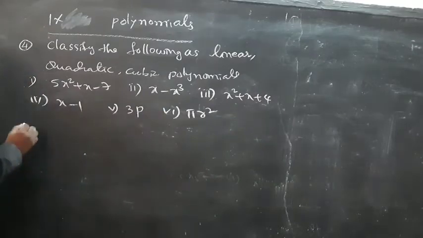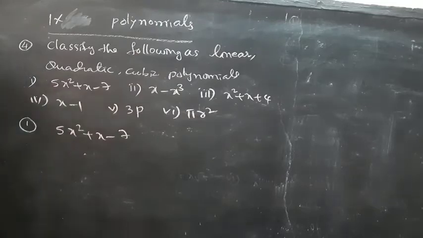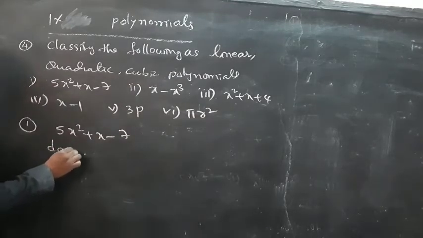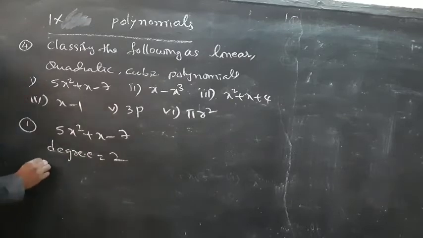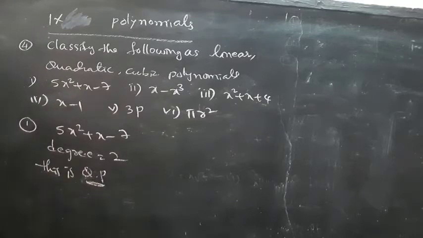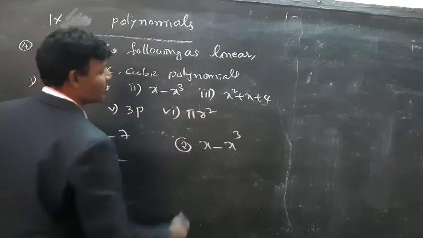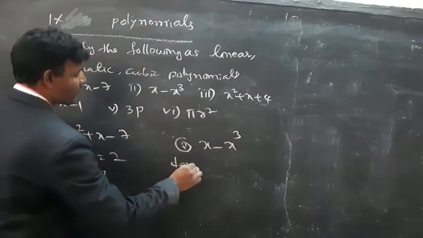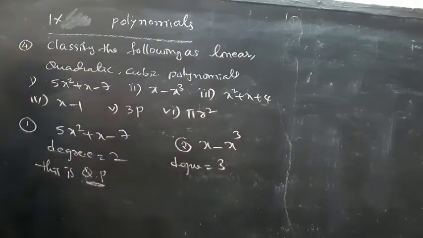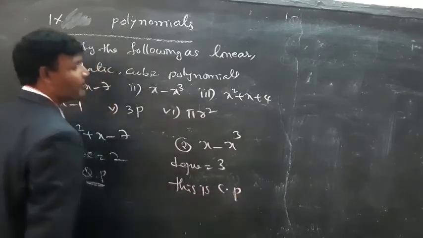In this, what is the first question here? 5x square plus x minus 7. What is the degree of this polynomial here? The degree is 2. So this is a quadratic polynomial. Why? Because the degree of the given polynomial is 2. Then what about the second question? x minus x cube. What is the degree here? The degree is equal to 3. So this is a cubic polynomial.